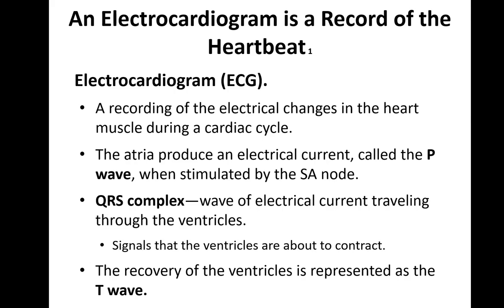An electrocardiogram is a record of the heartbeat. An electrocardiogram, ECG, is a recording of the electrical changes that occur in the myocardium during an entire cardiac cycle. The P wave signals the atria are about to contract. The QRS complex signals the ventricles are about to contract. And the recovery of the ventricles produces what we call the T wave at the very end.